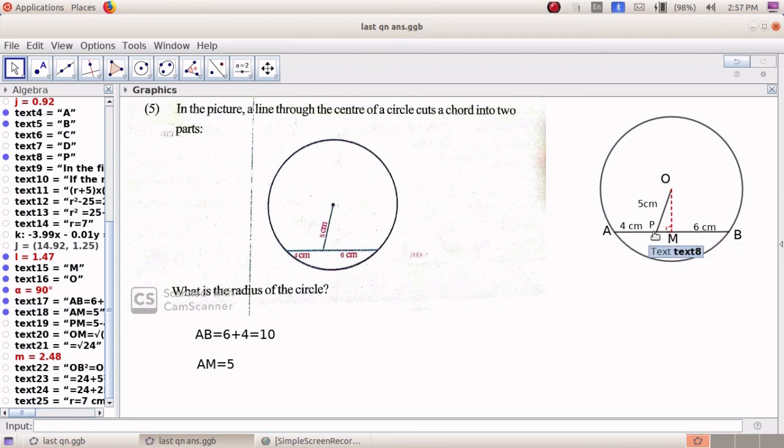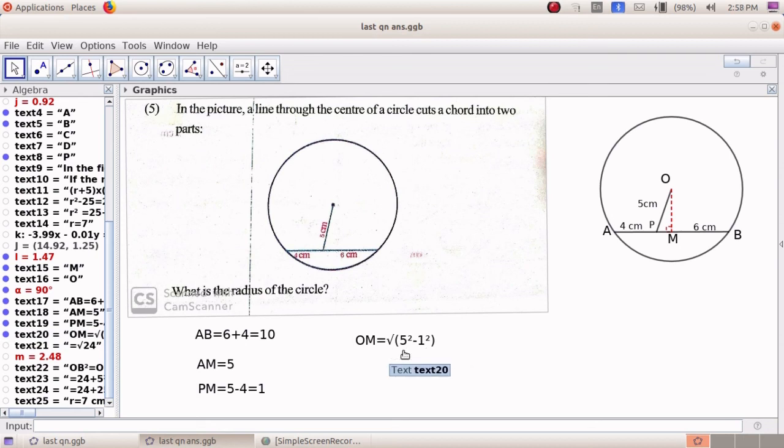We can calculate PM. AP is 4 and AM is 5, therefore PM is equal to 5 minus 4, that's equal to 1 centimeter. Consider triangle OMP. We have determined PM. We know OP. Let us calculate OM. OM is the altitude of that right triangle. It will be equal to the square root of hypotenuse square minus base square. Therefore, OM is equal to root of 5 square minus 1 square, root of 25 minus 1. OM will be root 24 then.